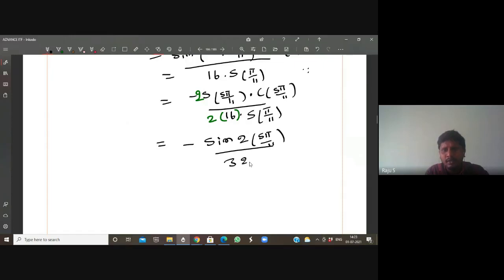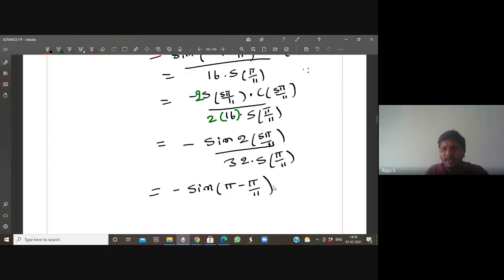By 32 sine pi by 11. Okay, sine 2 into pi by 11 is 10 pi by 11. So that value, shall I write here 10 pi by 11 as sine 2 into 5, 10, shall I write like this, pi minus pi by 11. Otherwise, you can write like this.